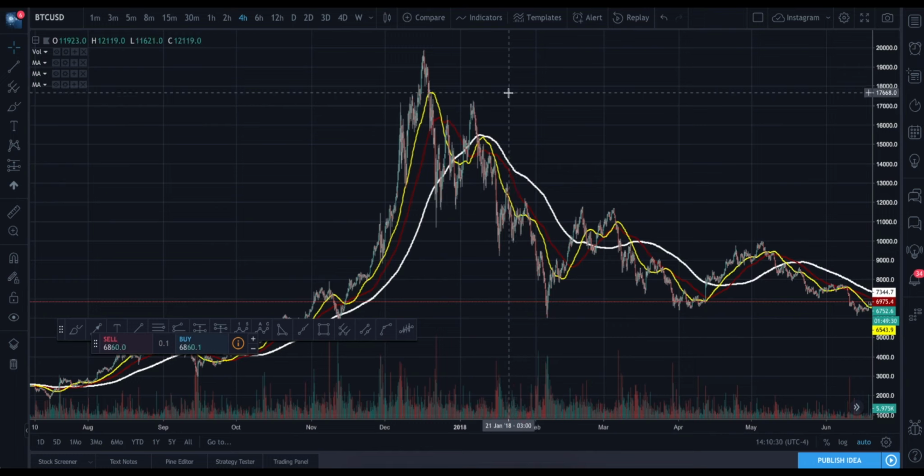These moving averages are very flexible. You can change the average number to virtually anything you want. If you want to change the 50 MA to say a 30 MA, the only difference is instead of the last 50 candles, it'll take the average of the last 30 candles of whatever time frame you are on, okay?